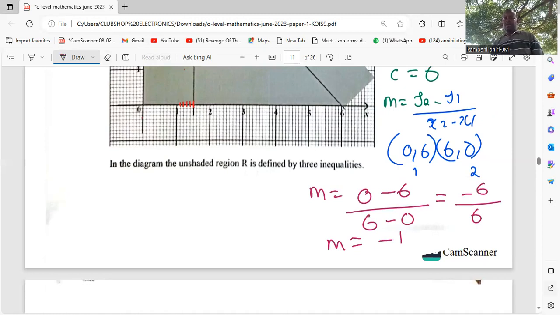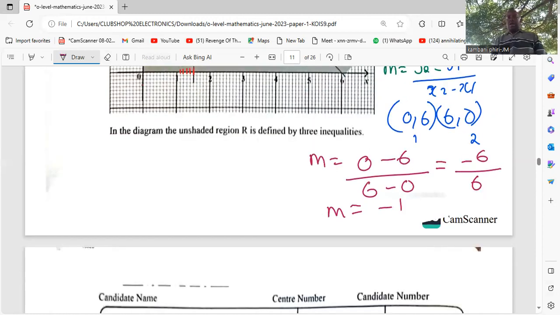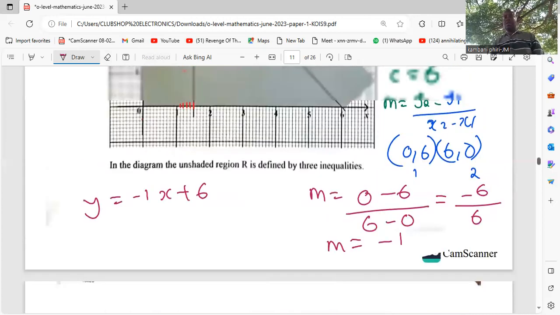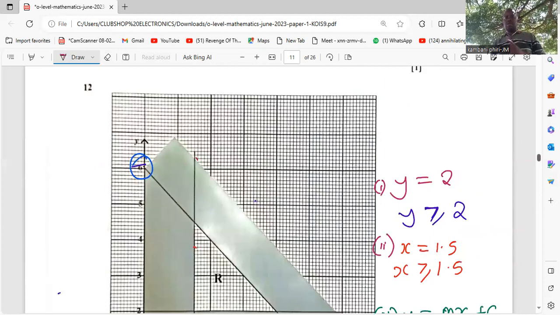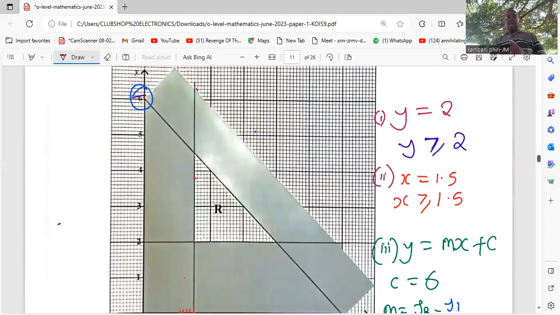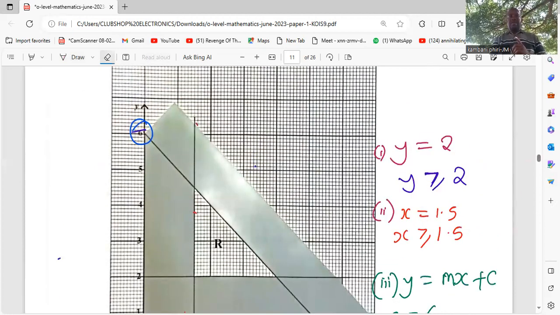So meaning that now our equation is y is equal to m, our gradient is negative 1, x plus 6. Then we need to check the inequality, right? So check the inequality. Now, this line is shaded above.